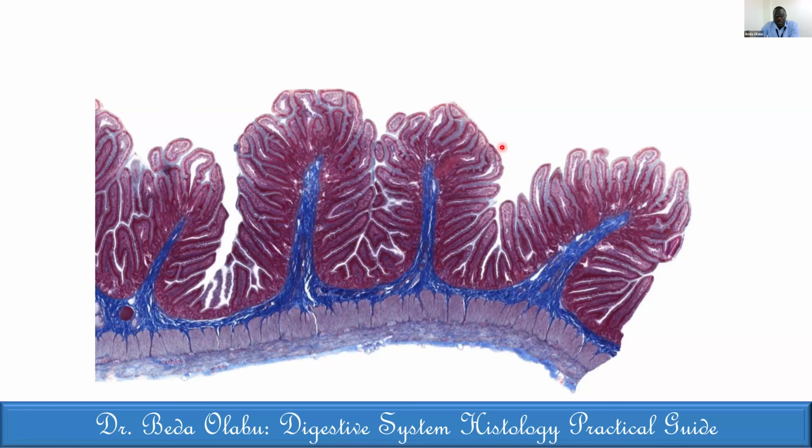But maybe the question is, why do you think this is jejunum and not duodenum? Okay, I'd say it's jejunum and not duodenum because of the presence of the circular folds, the plica circularis. Yes, very good. So we can see several of them.